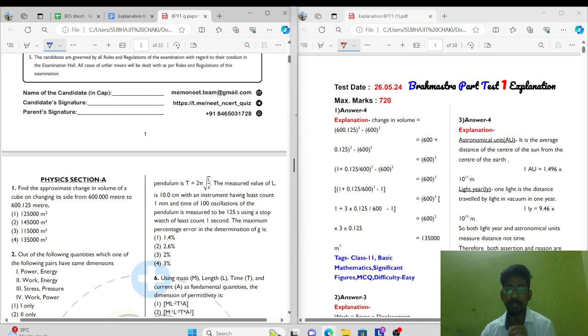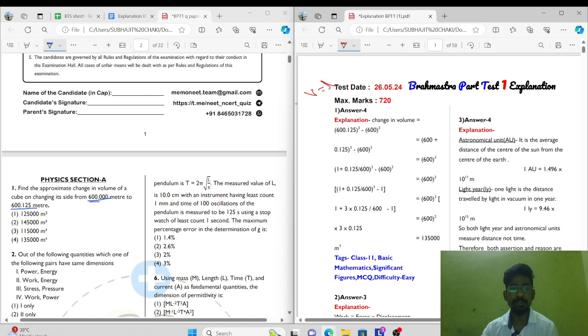So if you have to calculate the volume, how to calculate it? One thing for a cube is that each and every side is equal. Here it is given that the side is 600 meter, and it is changed to 600.125. The volume formula is V equals L cube, where L is the side of this cube. Here, first the L was given as 600, and now L is increased by 0.125. How to calculate it?